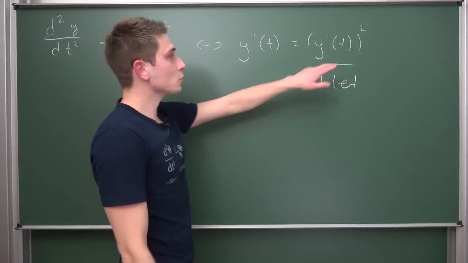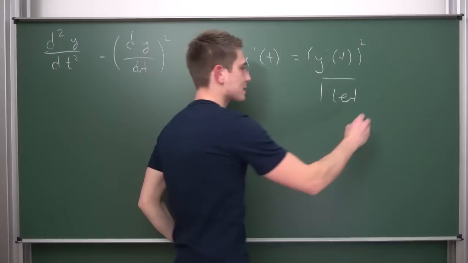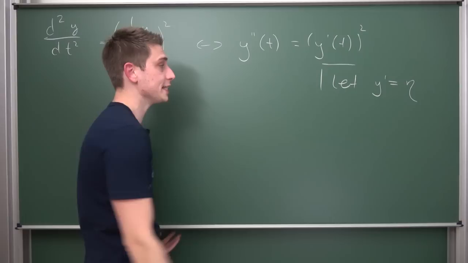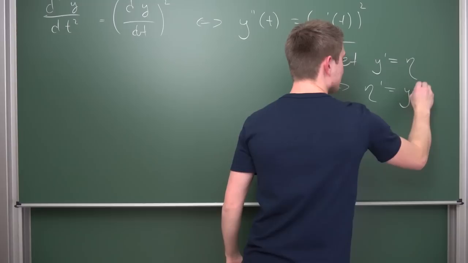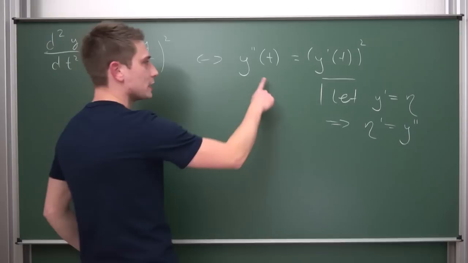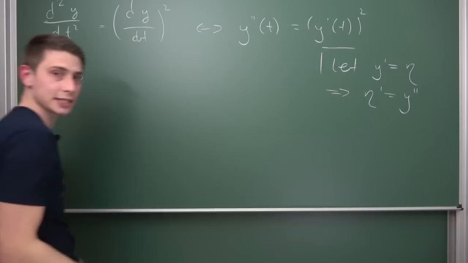We are going to take y prime, because you can iterate the differential operator. So if we just say that y prime is equal to, I don't know, eta, for example, eta of t, then if we differentiate both sides, eta prime is nothing other than y double prime. Now I hope you can see where this is going. We now know that eta prime is nothing other than eta squared. After rewriting this problem in an equivalent but new way, which is easier to deal with.